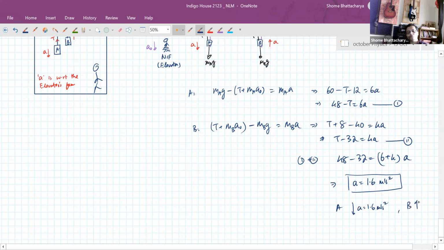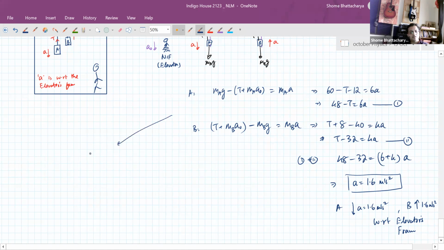B has an acceleration of 1.6 meters per second square upwards with respect to the elevator, or in the elevator's frame, not in the ground frame. I'll come back to what's happening in the ground frame. Okay. Also, I'll write these equations parametrically instead of this.